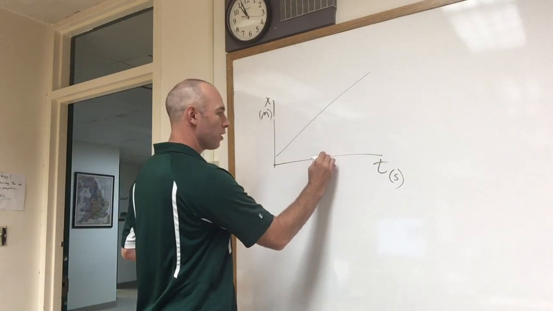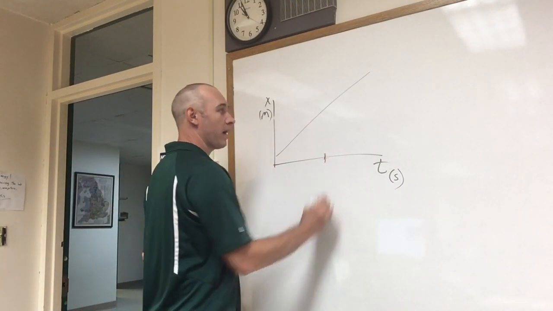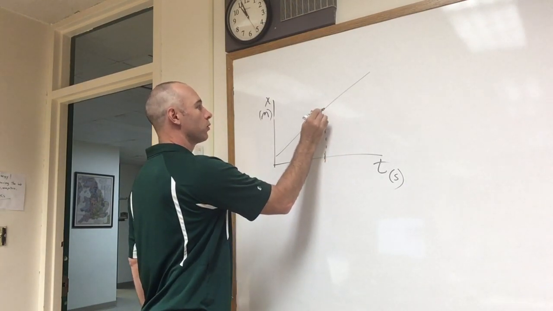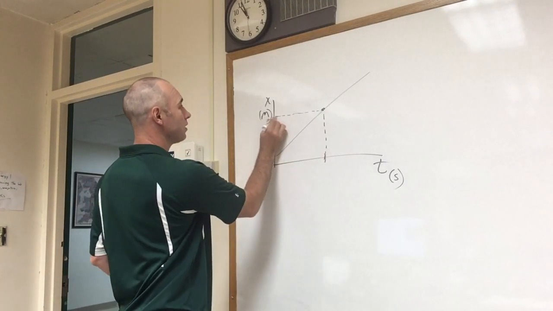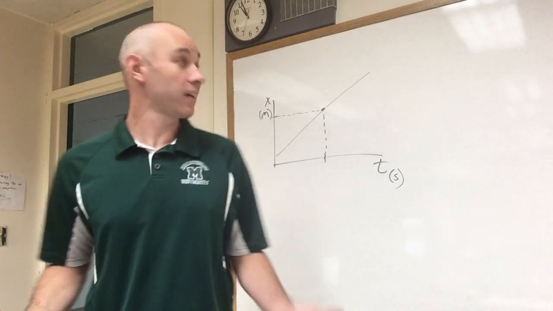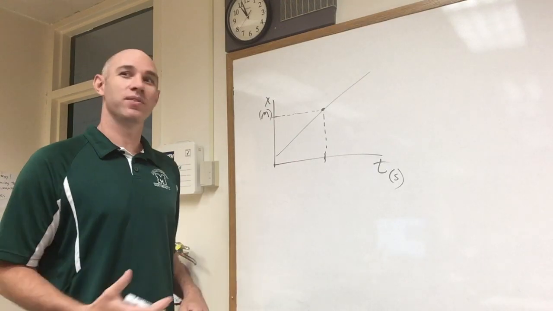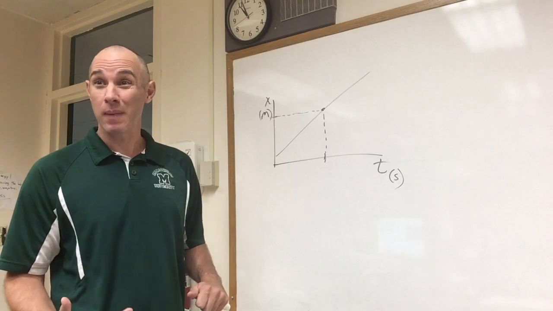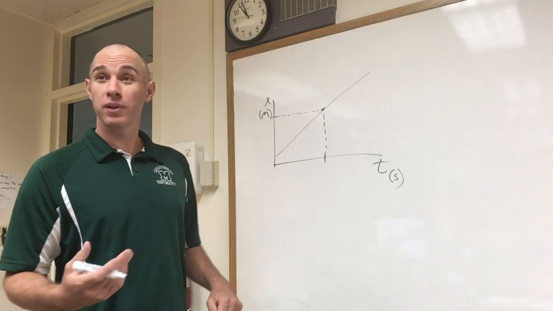If I want to know where I am at this time, whatever time that might be, I just go up to the graph, right at that spot, go over to the position axis, and whatever that reads, that's going to be my position at that time, which is pretty cool, right? I can look at this picture and know something about the real world. That's why we love graphs in physics, because we can graphically represent a lot of information, both mathematical information and just physical information of where you're at in space, which is pretty neat.